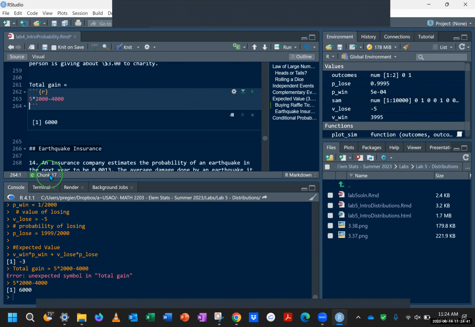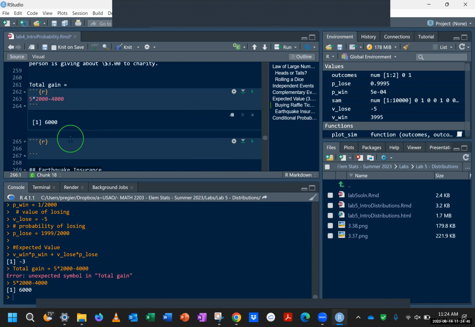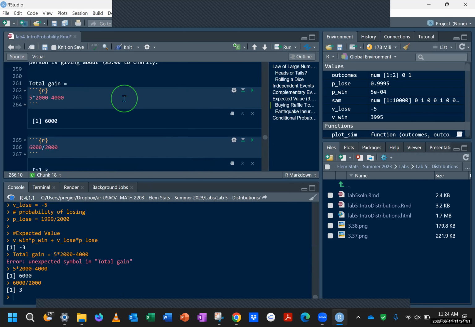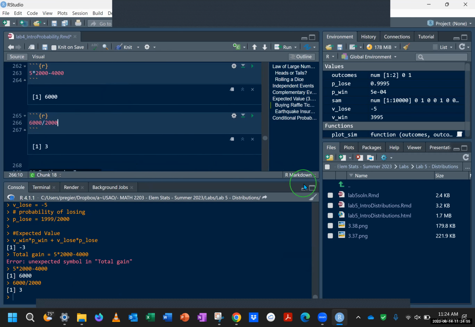That's the total gain, right? And if you divide that total gain, 6,000, by 2,000 tickets, that tells you the average gain. So it's the same thing as expected value, just another way to think about it. So that's kind of cool.